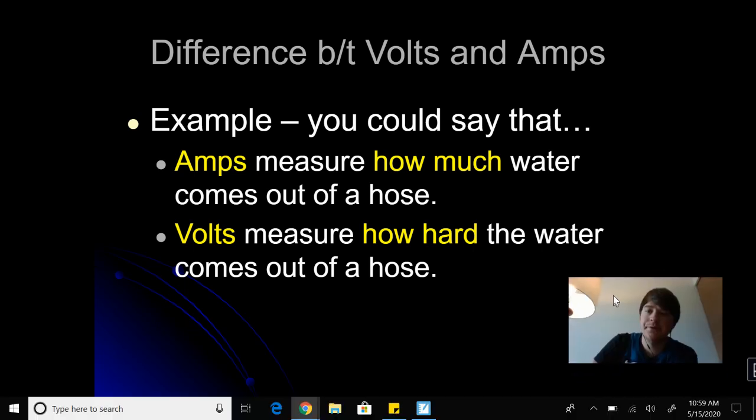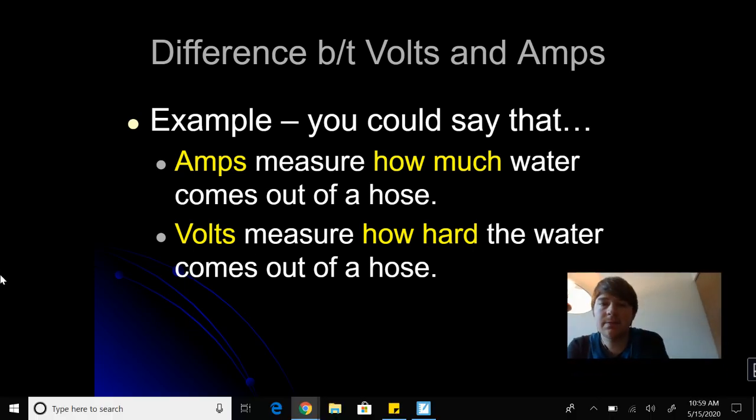So there's the difference between volts and amps. It might be a little confusing. Think about it like a garden hose. So you're watering your plants or watering your garden. Amps are measuring how much water comes through the hose, so how much is flowing through the hose. Volts, or voltage, is going to measure how hard the water comes out of the hose, or essentially the pressure. Think of it like the pressure. I mean, if it's coming out of the hose really fast, that's going to be a lot of volts, a lot of pressure. An amp is just how much is coming out.